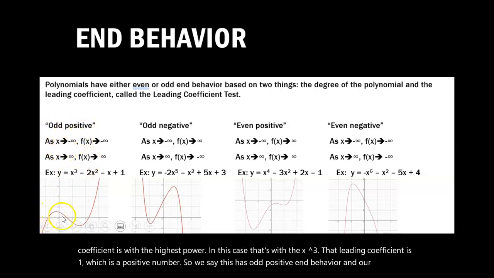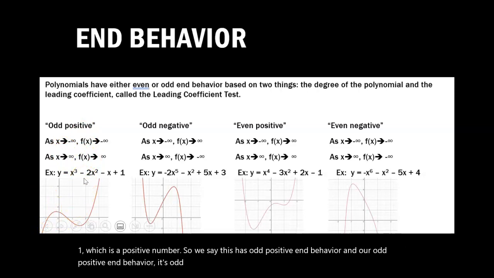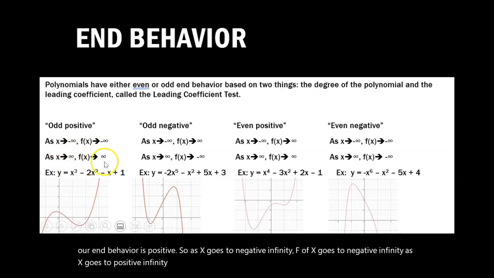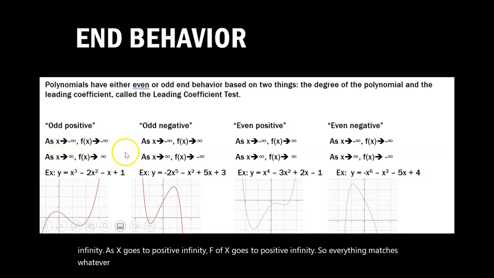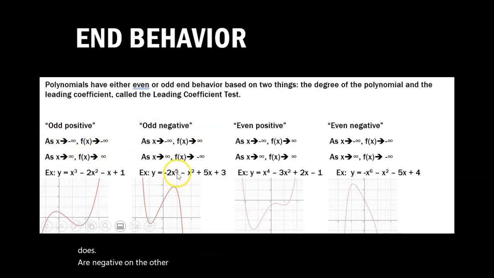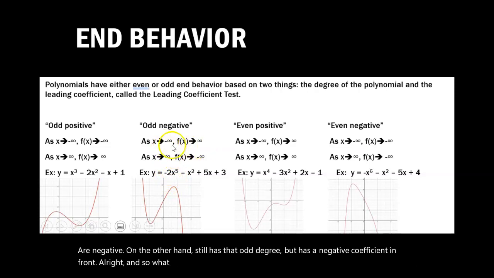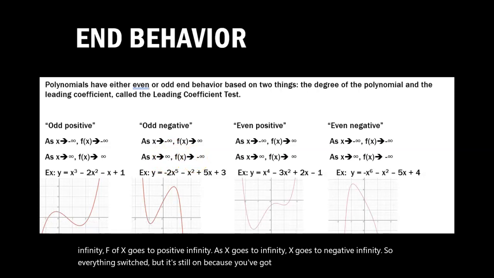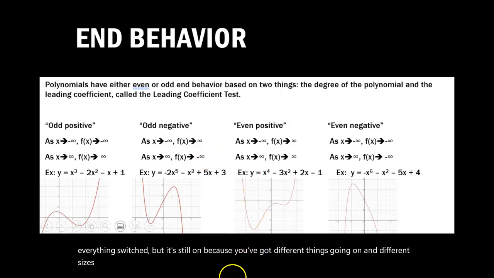And our odd positive end behavior, it's odd because it has different behavior on different sides, but eventually our end behavior is positive. So as x goes to negative infinity, f of x goes to negative infinity. As x goes to positive infinity, f of x goes to positive infinity. So everything matches whatever x does. Odd negative, on the other hand, still has that odd degree, but it has a negative coefficient in front. And so what that does is it switches our end behavior. As x goes to negative infinity, f of x goes to positive infinity. As x goes to infinity, f of x goes to negative infinity, so everything's switched. But it's still odd because you've got different things going on on different sides of your end behavior.